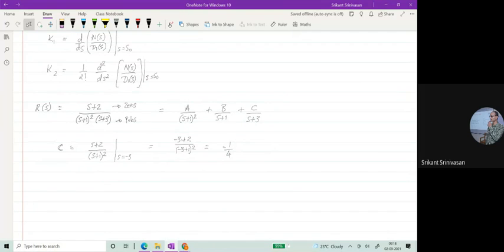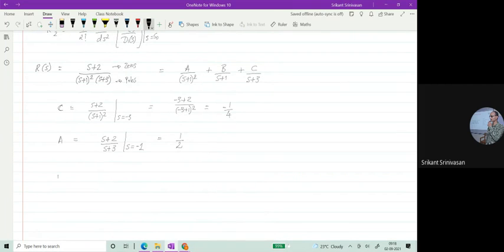Then comes the A and B part. So the A part is also kind of easy because I don't have to do any differentiation or anything complicated. So I can directly say it is just (s plus 2) divided by (s plus 3) when s is equal to minus 1. So that is what? Minus 1 plus 2 is 1, and that's 1 over 2. Okay.